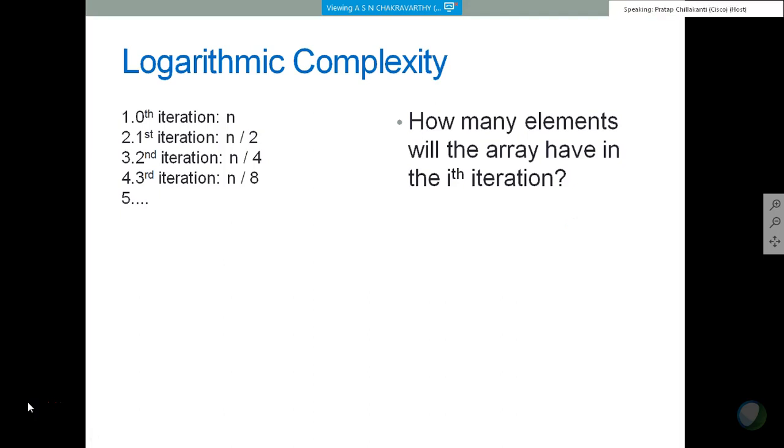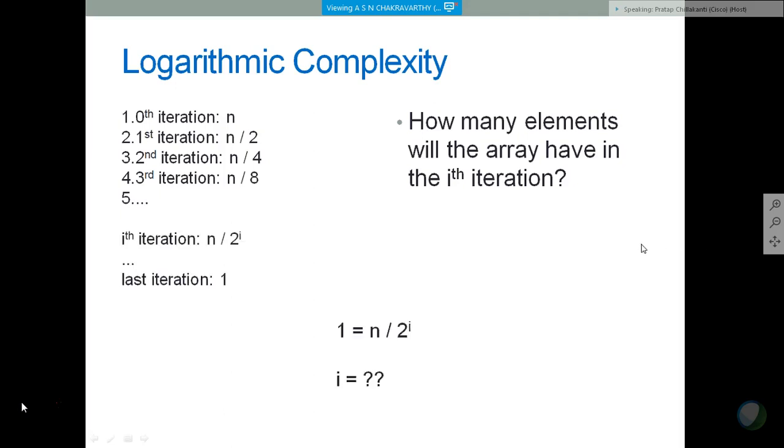If you see, for example, the third iteration, 8 is 2 raised to 3. If you look at the second iteration, it is n over 4, and 4 is 2 raised to 2. So the ith iteration is n over 2 raised to i. Okay, got it? That's how you arrive at that formula. Now go to the next slide.